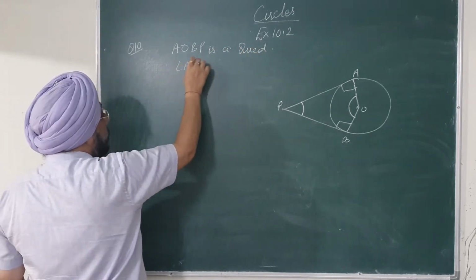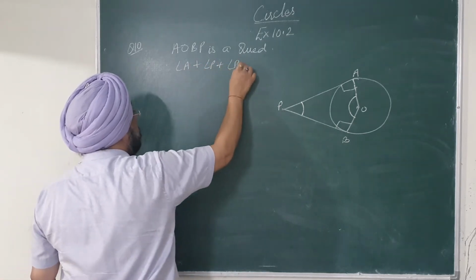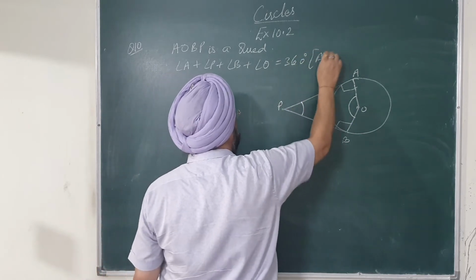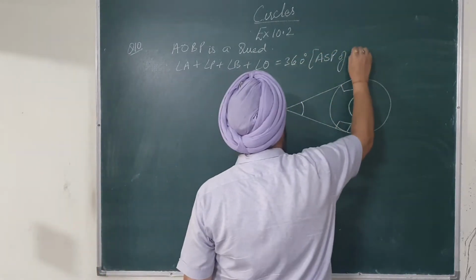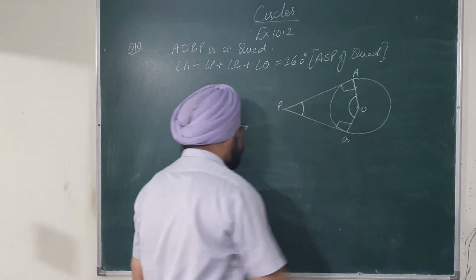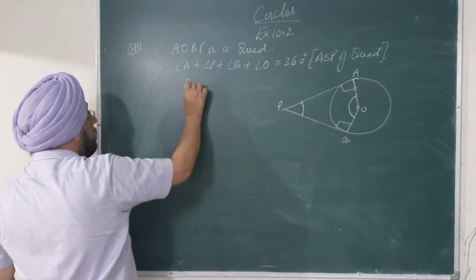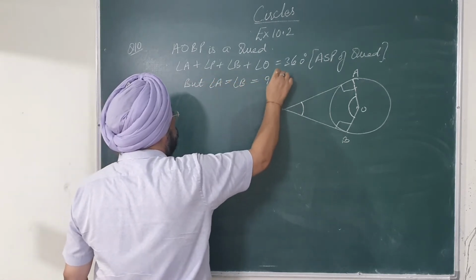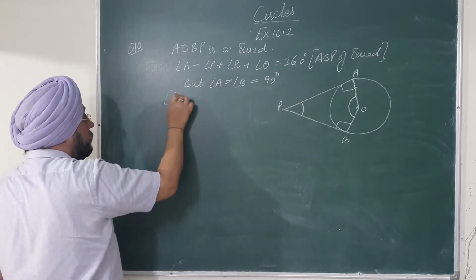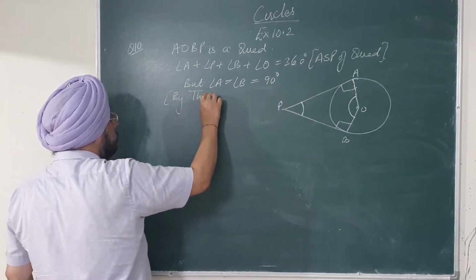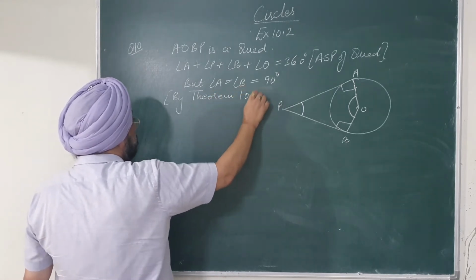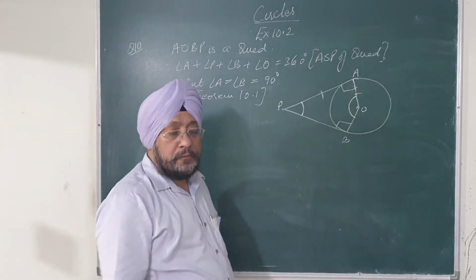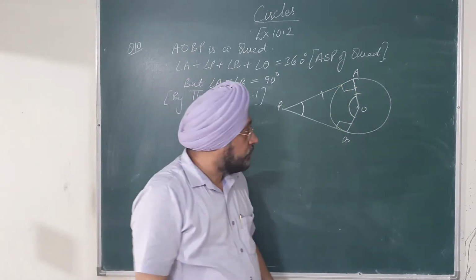Therefore, angle A plus angle P plus angle B plus angle O must be equal to 360 degrees by the angle sum property of quadrilateral. But angle A equals angle B, both are equal to 90 degrees. This is by theorem 10.1, that is, the radius and the tangent at the same point of contact are perpendicular to each other.